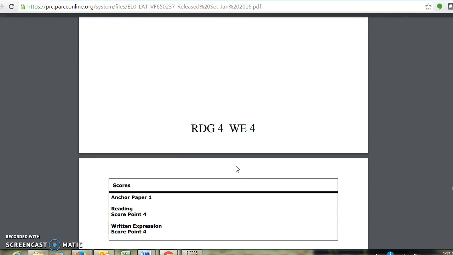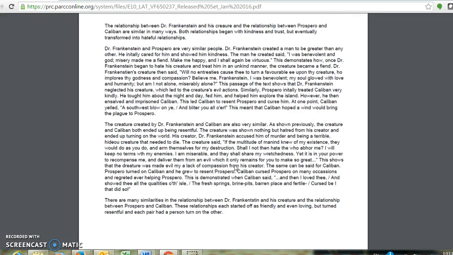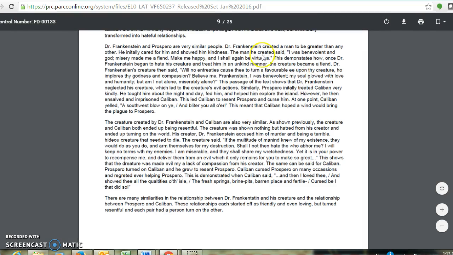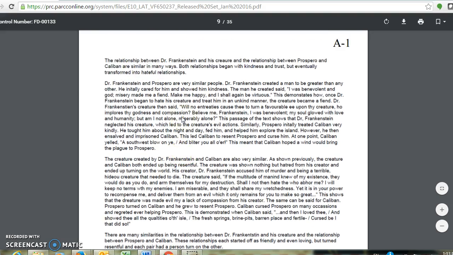So that is exactly what the readers are looking for. You want to be focused, you want to be clear, you don't have to be fancy. But in this essay, if you read it fully, you'll see that this writer used quotes and supported them as well. So you want to read these sample student responses that you can see.